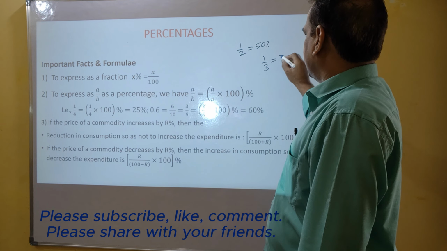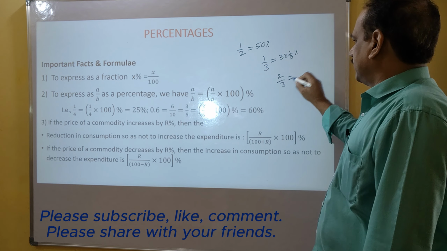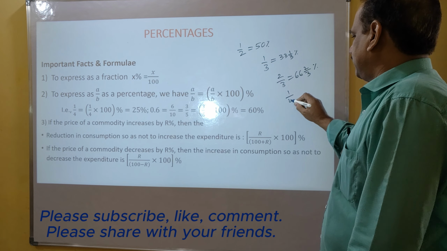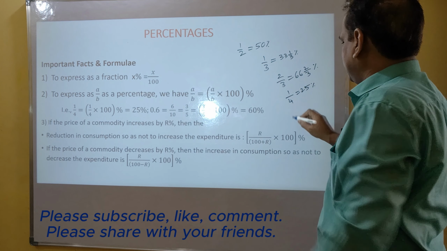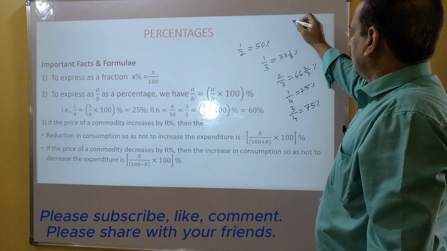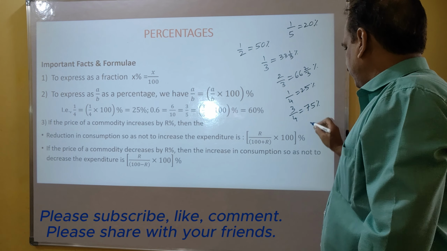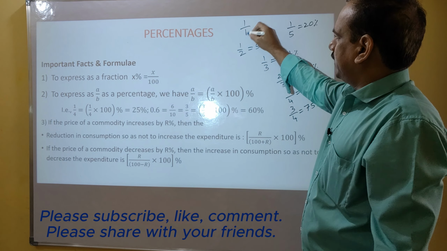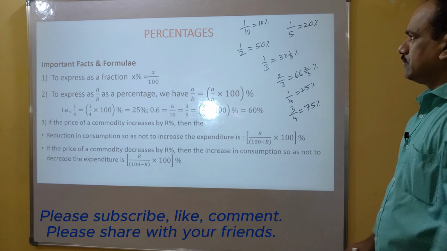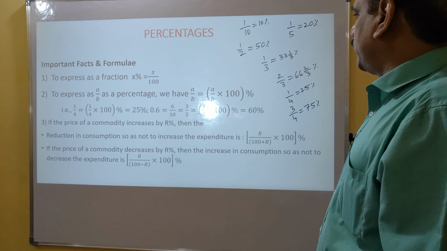Similarly, you have 1 by 2 is 50%. 1/3 is 33 1 by 3%. 2/3 is 66 2 by 3%. 1/4 is 25%, we have already seen. 3/4 is 75%. 1/5 is 20%. 1/10 is 10%. So these are the standard percentages we should remember.